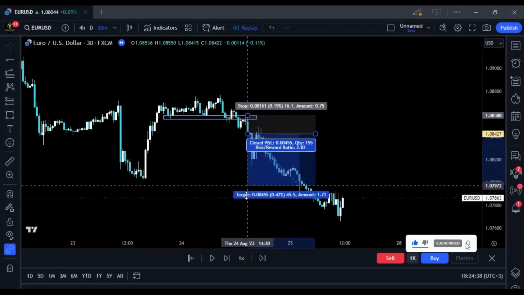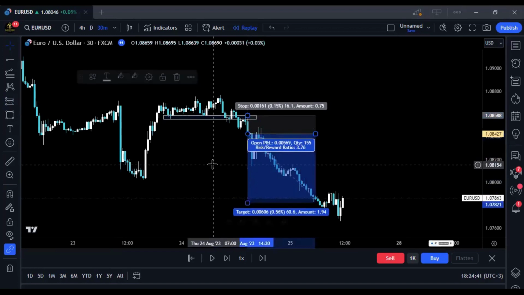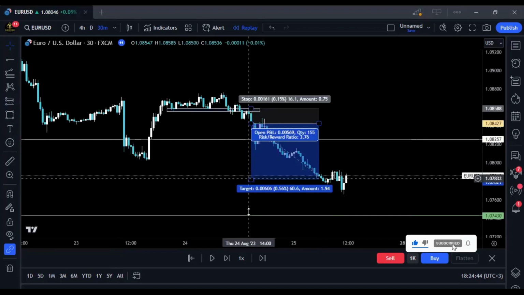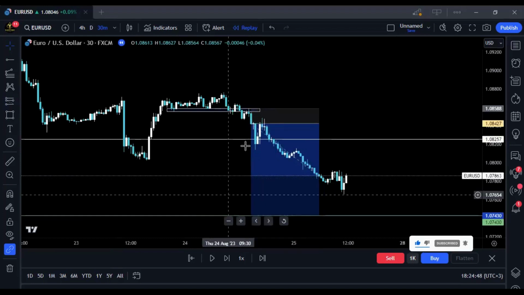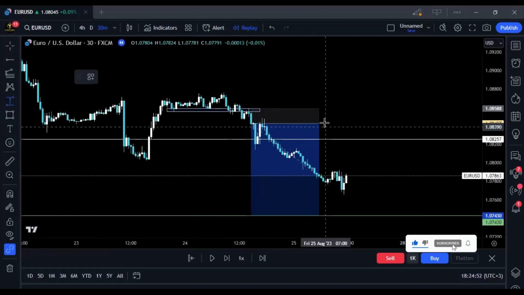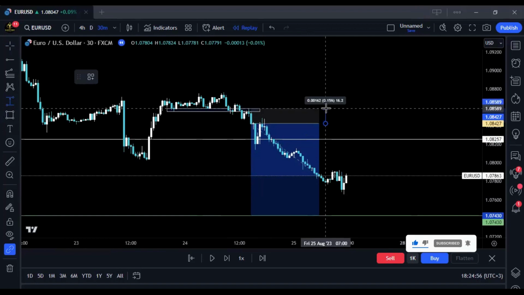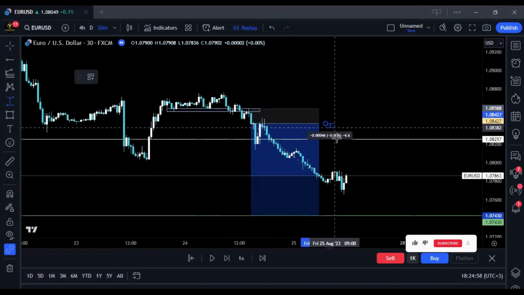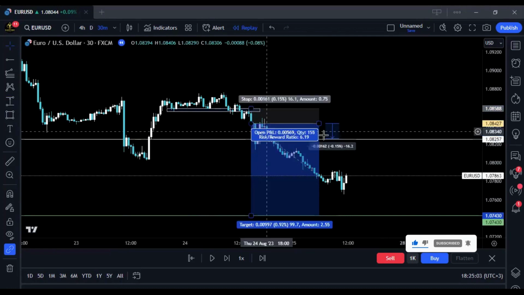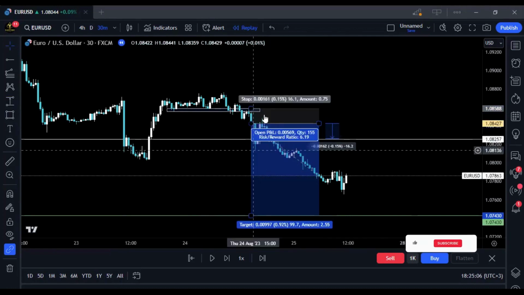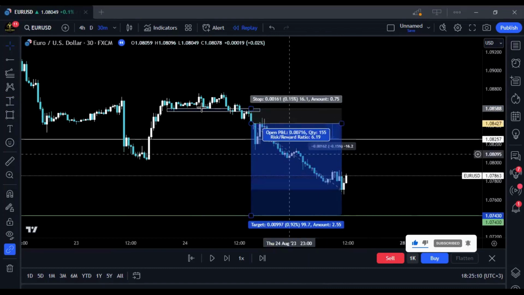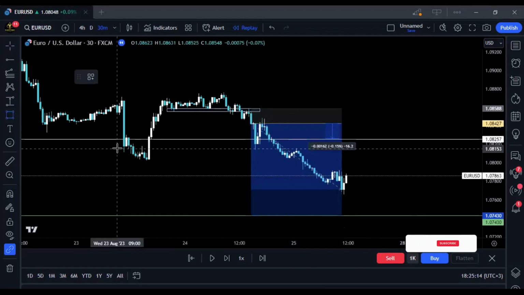So maybe we aim for 1:3. No, where's the target? The target was somewhere here. It would have given us 1:6. However, if you look at the structure here, you can see prices on 16 pips, and then here we have 16 pips once they reach here. So that means we would have been at break even, and then prices reversed, so we would have been stopped out at break even. So this trade would have been a break even trade.